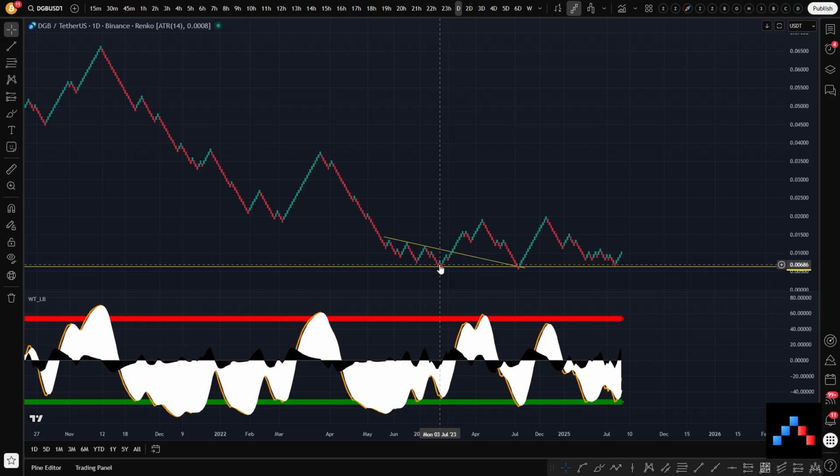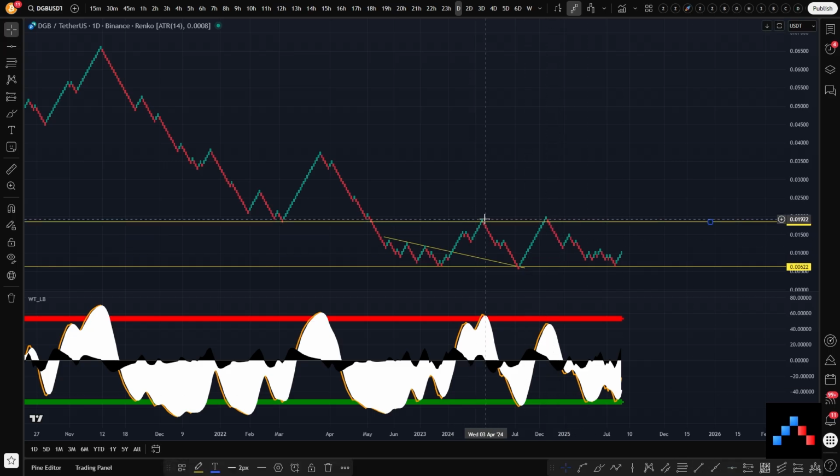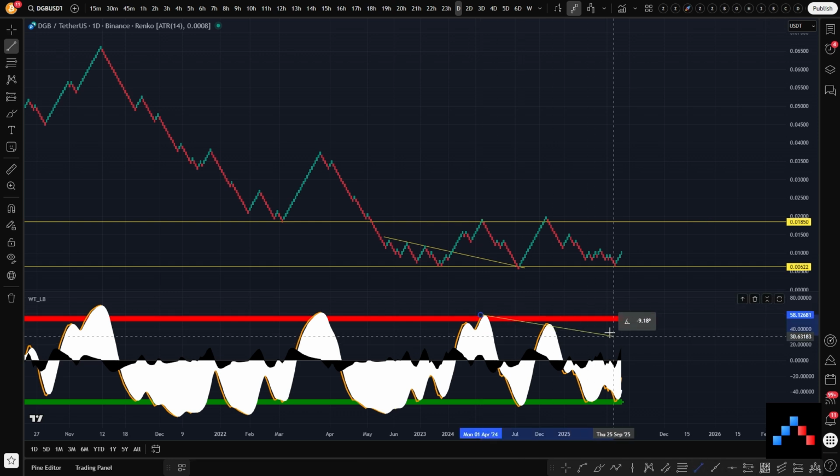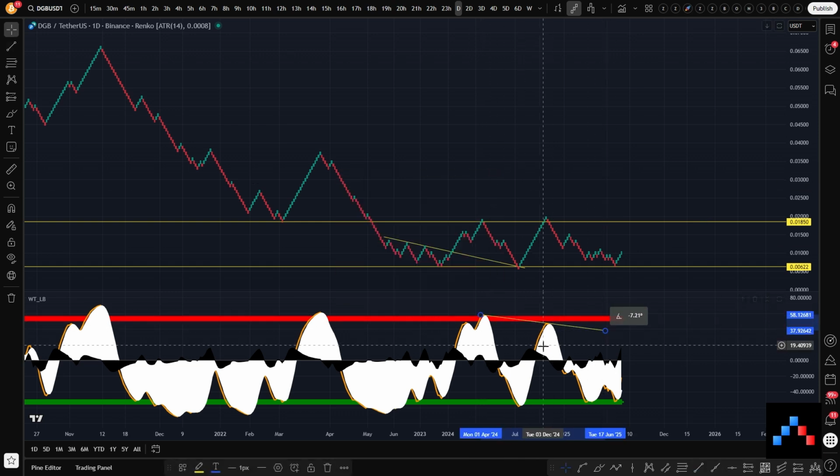Also, we got the same level of support. The wave trend became oversold. We got another rally, and we managed to make a double top formation here. We got one top, another top. Also, we got a bearish divergence here. So this was the time to take some profit.